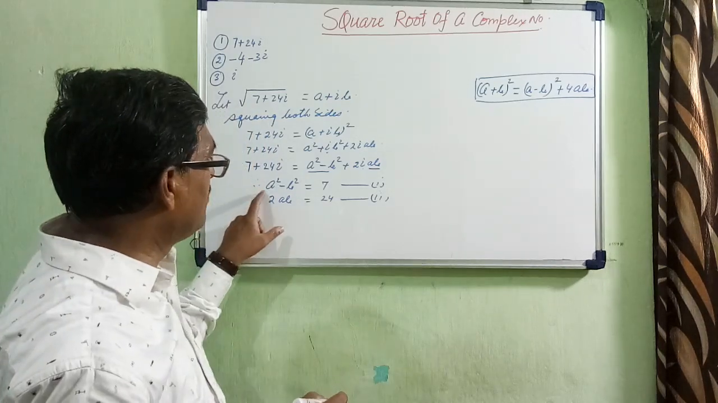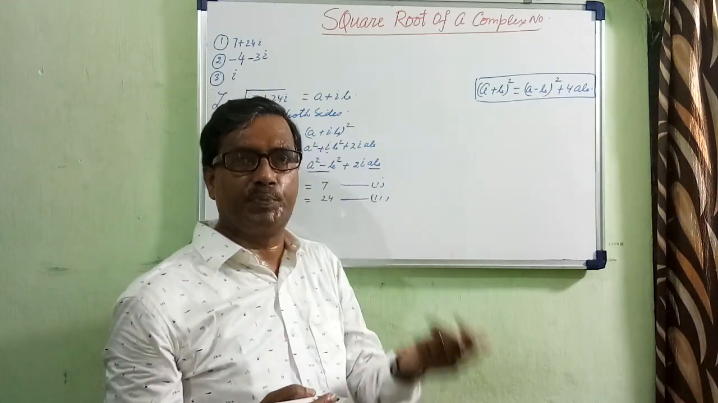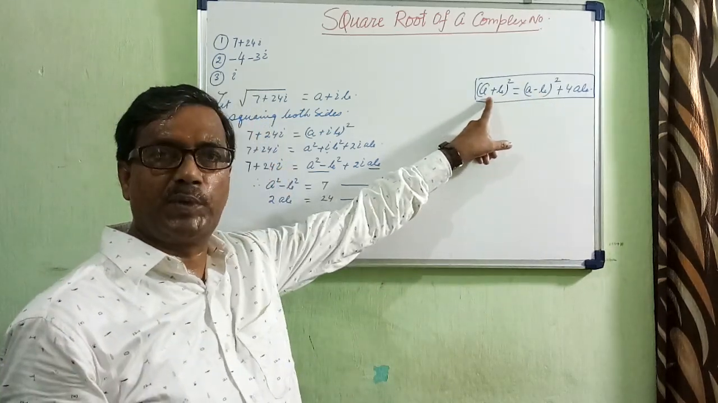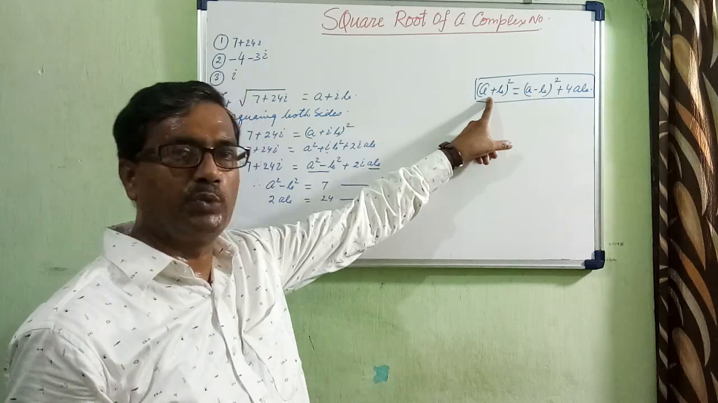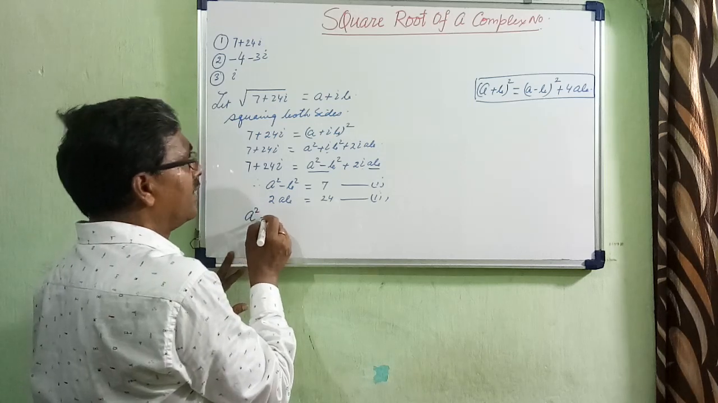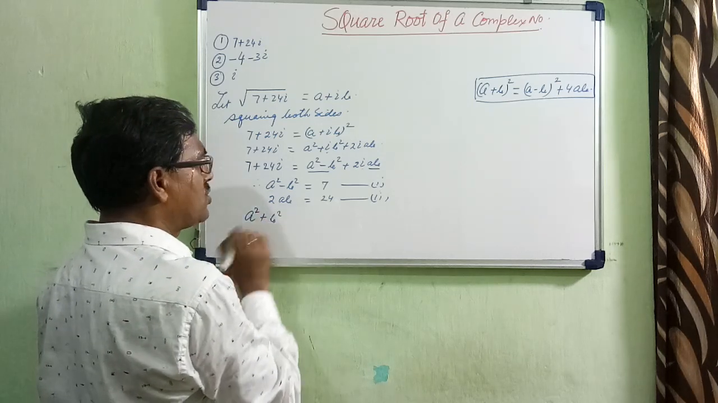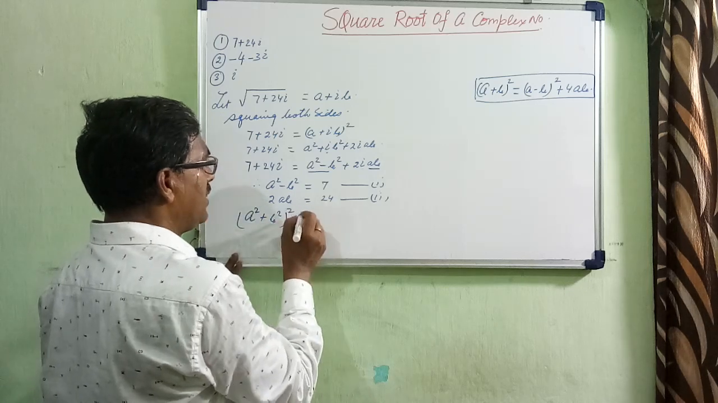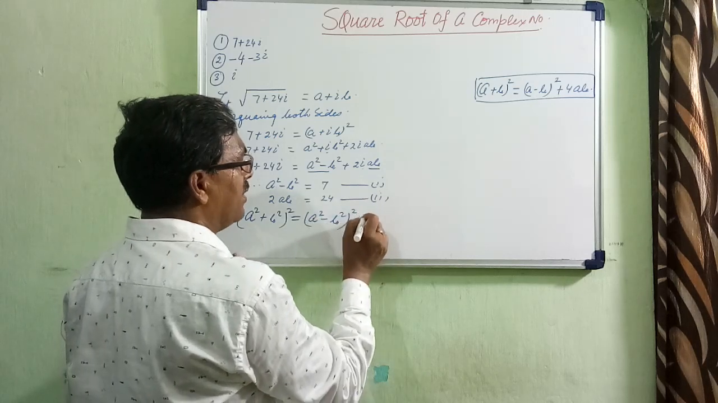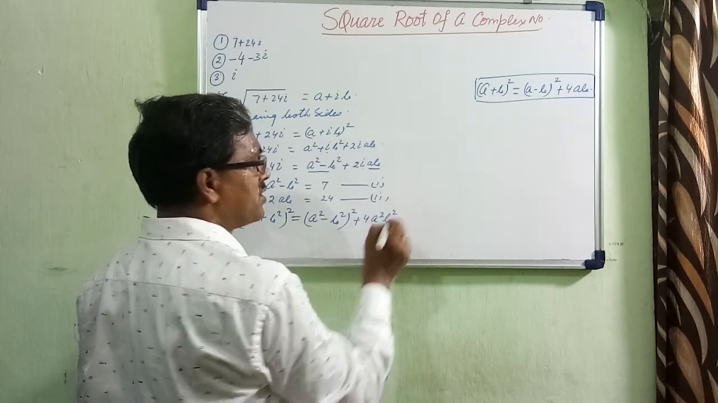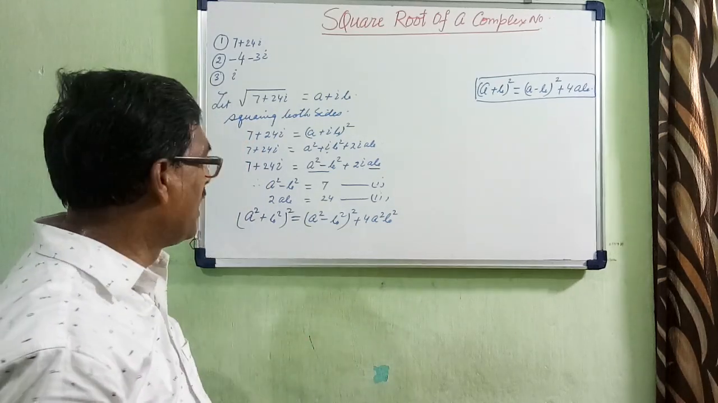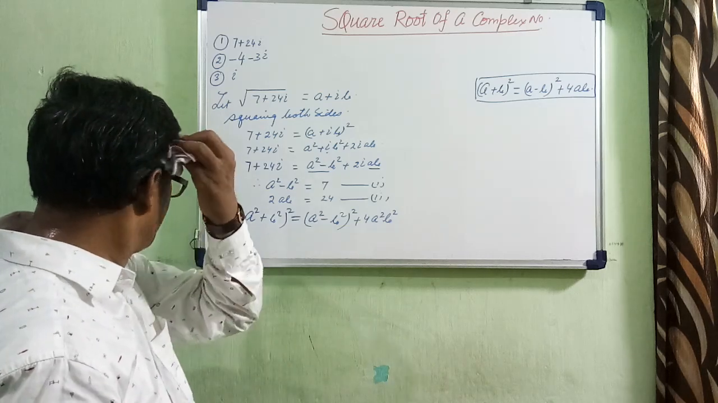You have the value of a minus b. Suppose a square is your a and b square is your b. You have the value of a minus b, and you need to find a plus b. What is your a? It is a square. What is your b? It is b square. So therefore, (a square plus b square) whole square is equal to (a square minus b square) whole square plus 4 a square b square. Just now I said in place of a is a square and in place of b is b square.